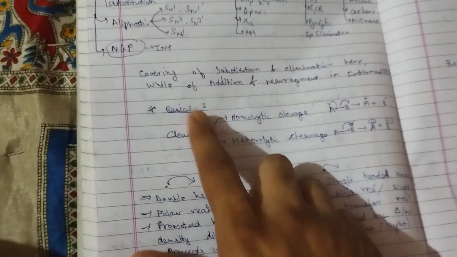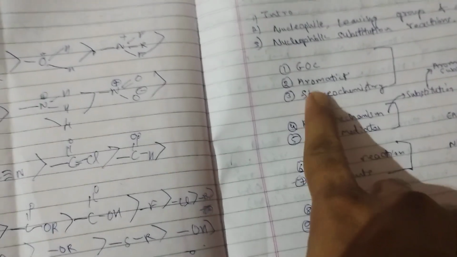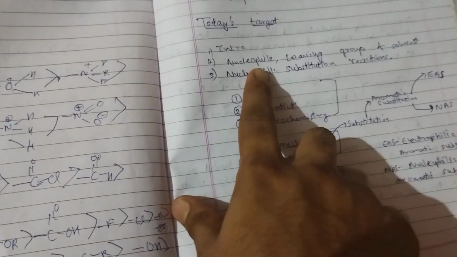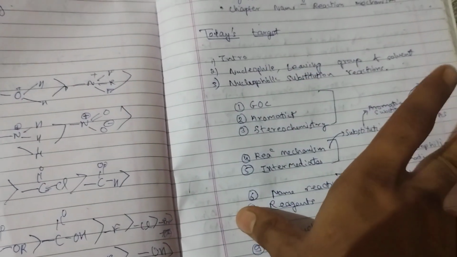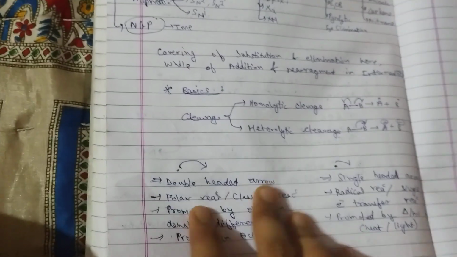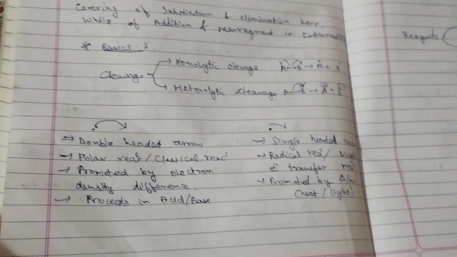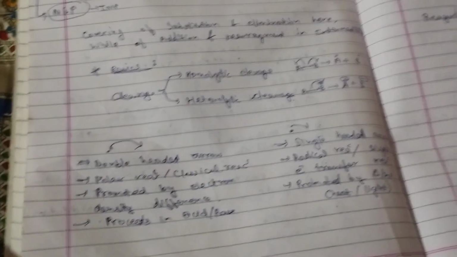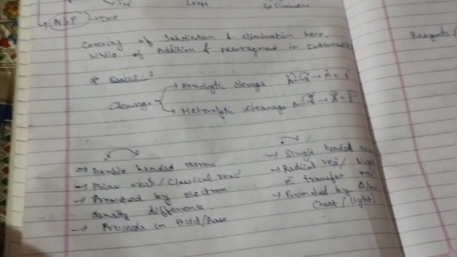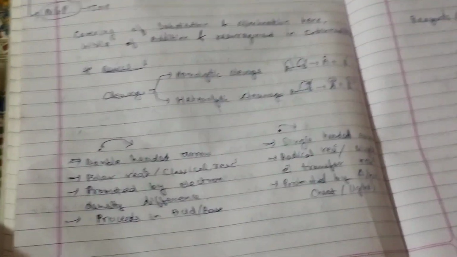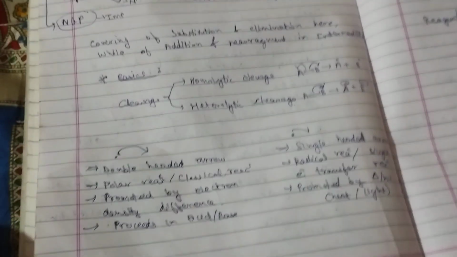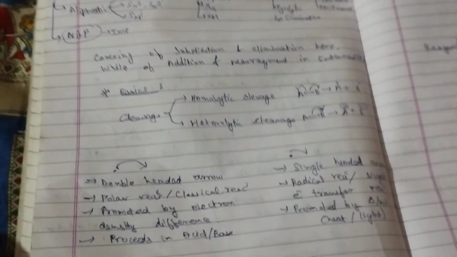I will be covering the basic terms here, like nucleophile, leaving group, and solvents. What you should know first is cleavage. I have taken this from the Clayden book, which you can refer to. I will suggest that it is a very good book. One can really understand from the basics to a very high level from it.